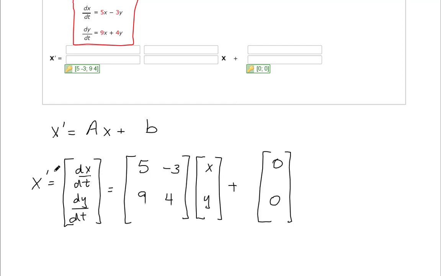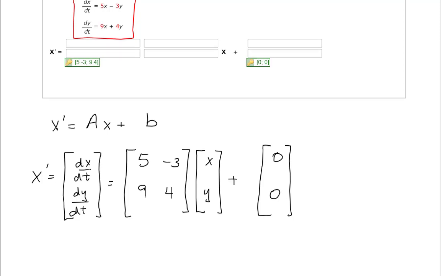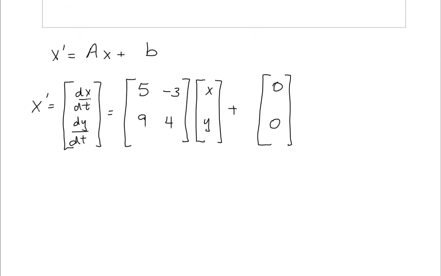So here's x prime. If you grab off all of the coefficients here, 5, -3, 9, and 4, that's done by matrix multiplication times x and y, our two functions. There is no driving part, so the b part on the end is 0. So really it's just a question of bookkeeping here and finding all the terms.